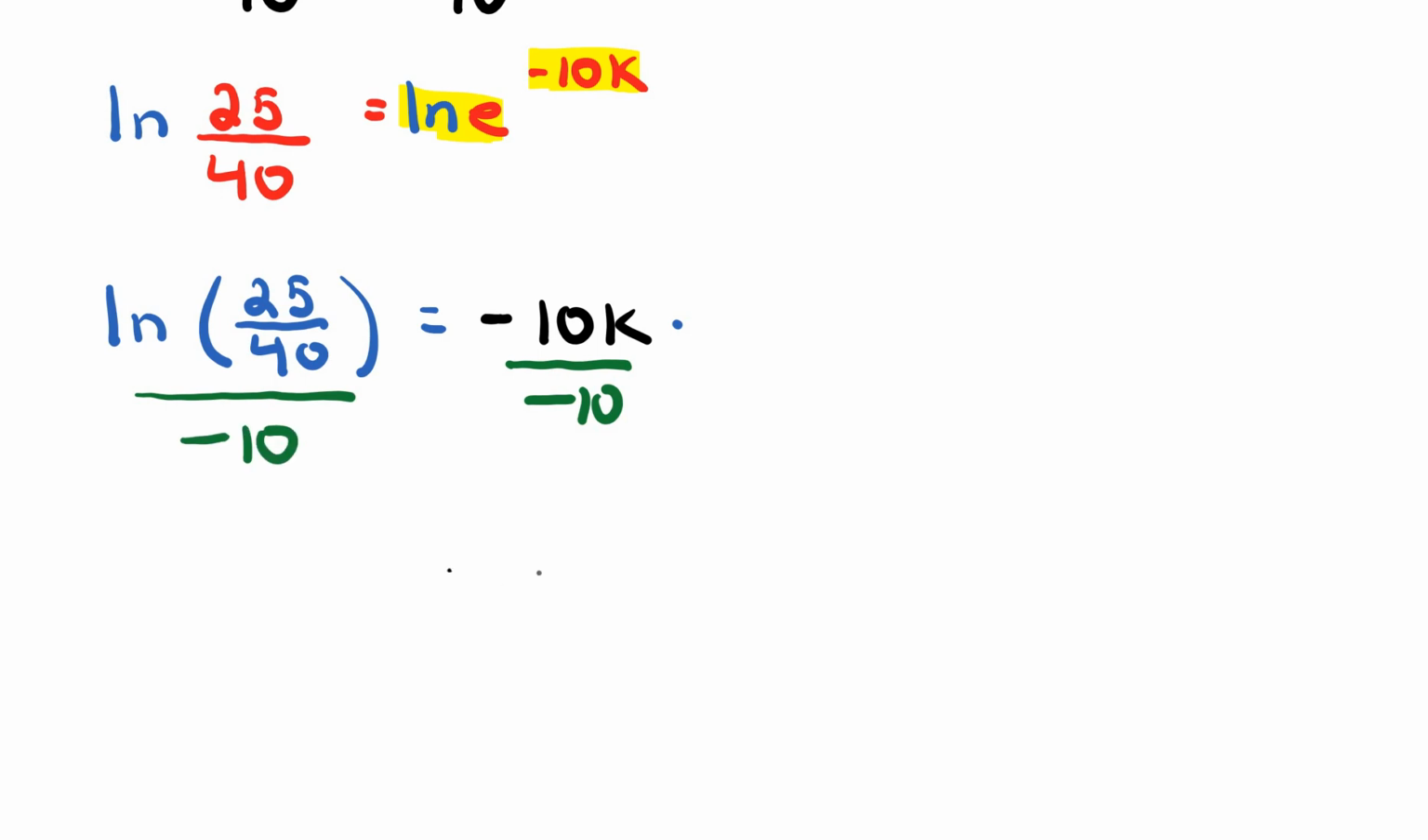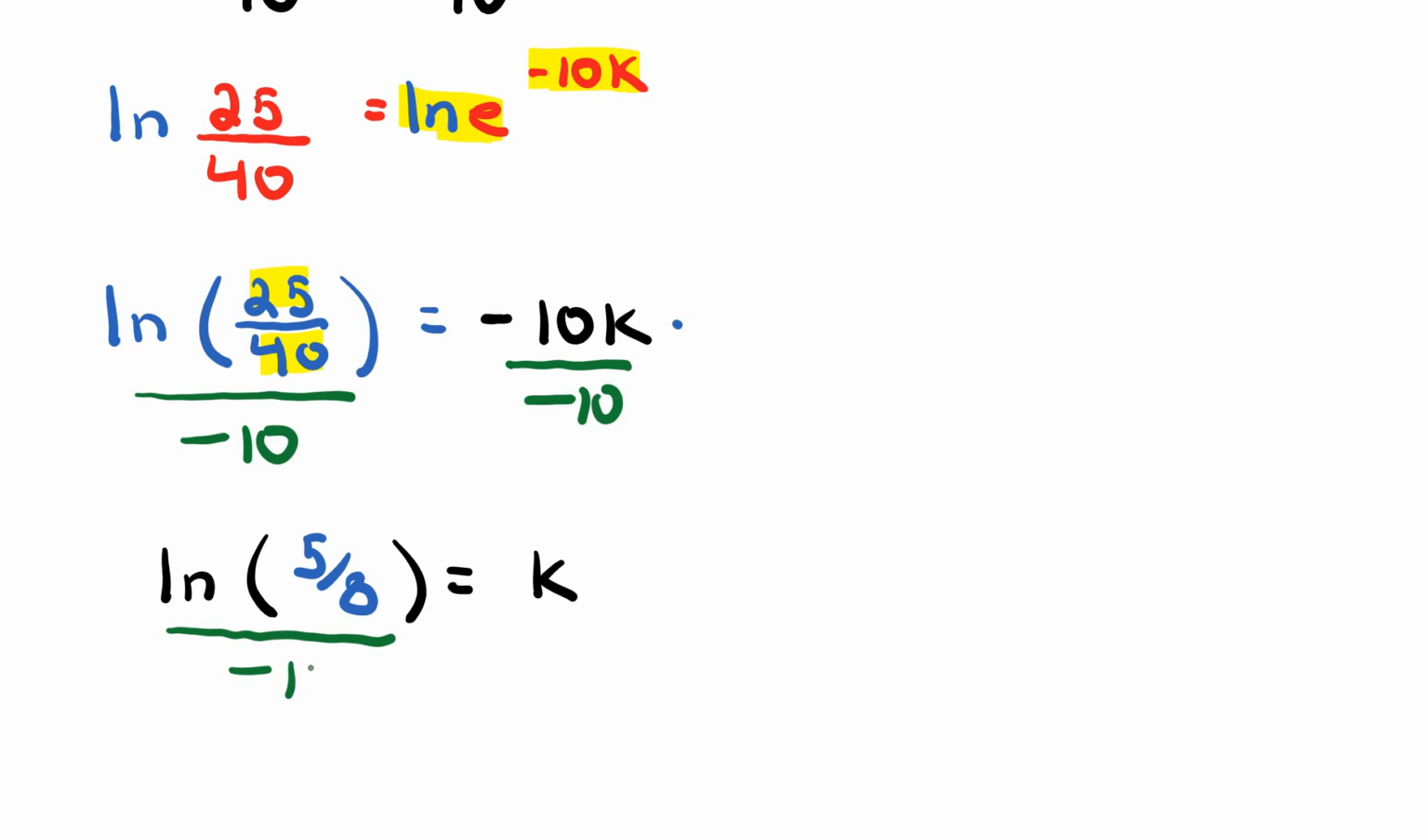And then we get this weird expression where k will now equal ln of 25 over 40. If you want to reduce the fraction now, you can. 25 divided by 40, if you reduce that, is 5 over 8. And this negative 10 in the denominator, you can write that as negative 10, or you could write it as negative 1 over 10 times ln 5 over 8 equals k.